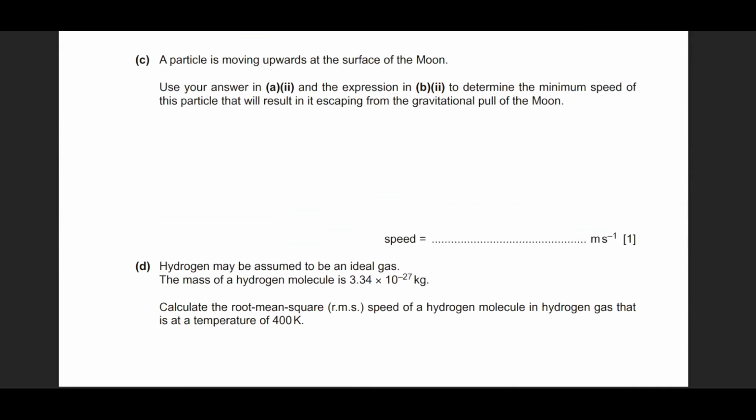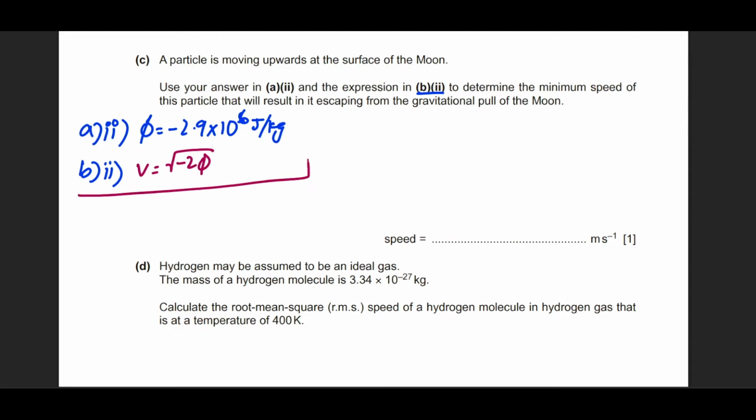A particle is moving upwards at the surface of the moon. Show your answer or use your answer in A2. So what have we done in A2? In A2 we have found that the value of potential is negative 2.9 into 10 raised to power 6 joules per kg. And in B2, it's always a good idea to write down what he is referring to. In the B2 part, we had a formula of v equals to negative 2 phi. So this is the information that he wants us to use to find answers for this part.